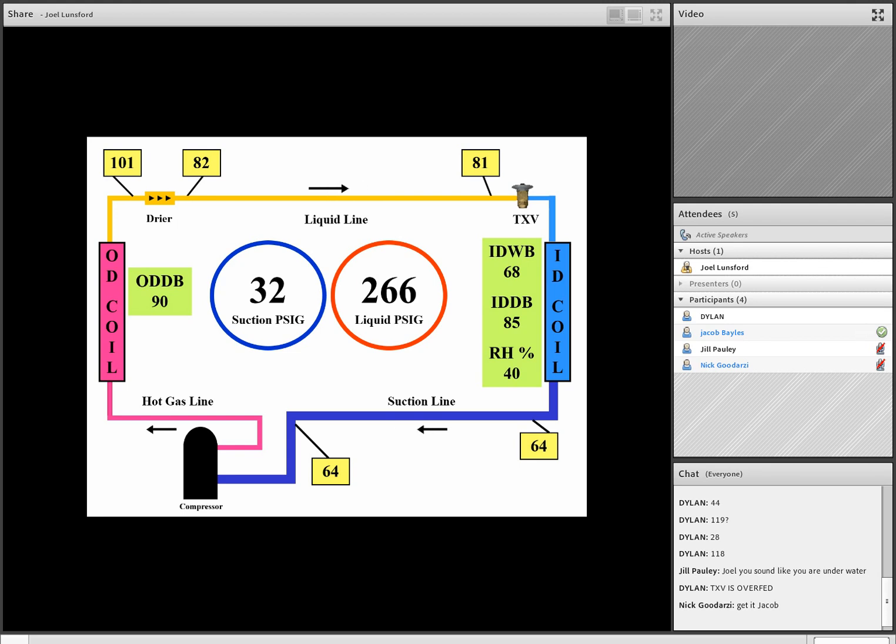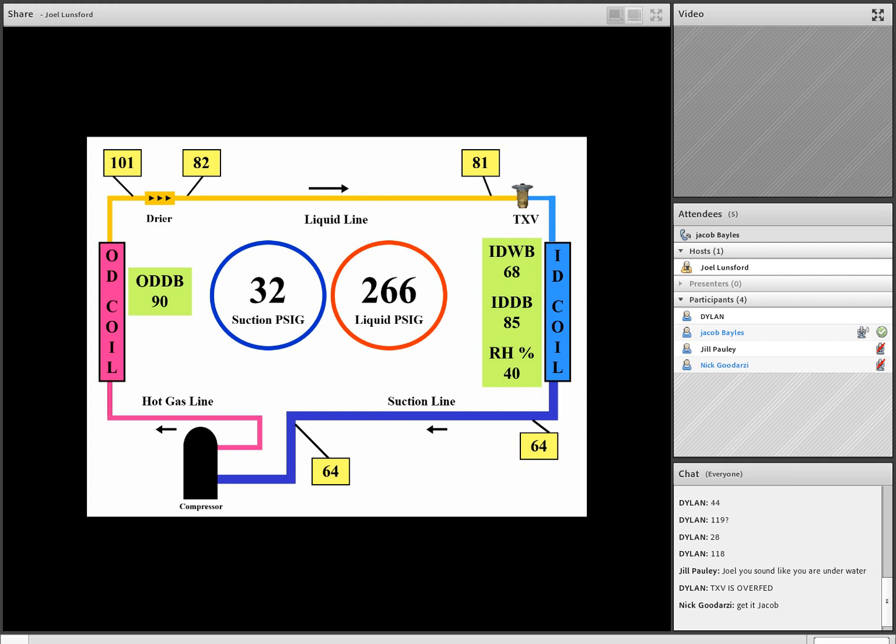The dryer temperature differential. Very good. There you go. So we have a restricted dryer. Now, before we move away from this screen, let's talk about this for just a second. If I have a restriction in the dryer, would it be flooding or starving the indoor coil? He's starving the indoor coil.